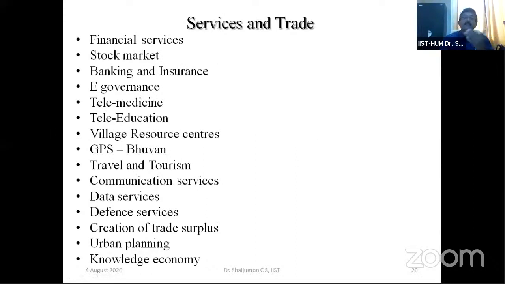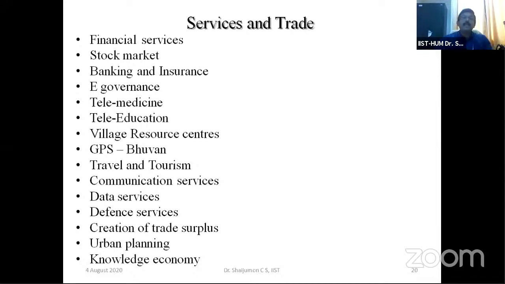Services and trade. Look at financial services. Stock market: can you imagine what will happen to the country if the stock markets go off for even one second? You can't even imagine it, because all the services of stock markets, the connectivity services, are given by satellites only, dedicated satellites. That is very, very important. So a satellite is controlling the entire finance of the country. Space technology is controlling the entire finance of the country in that way.